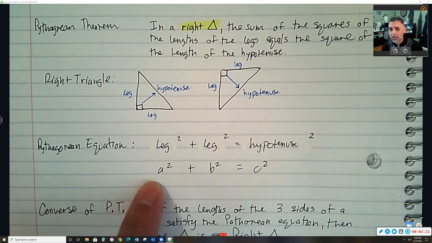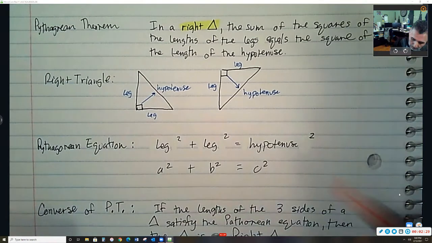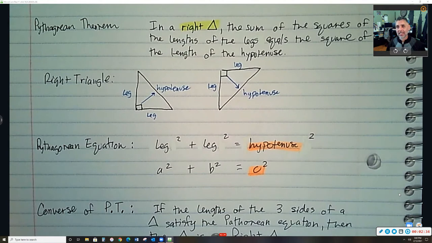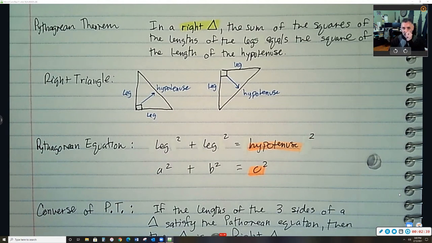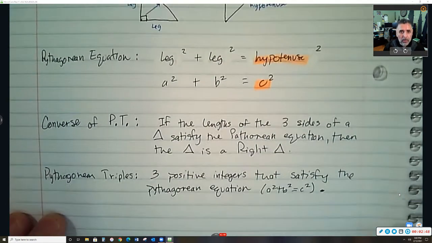Maybe you haven't heard that, but I know you've heard this: a squared plus b squared equals c squared. But you have to remember, the hypotenuse is always the c. In the equation, the hypotenuse is always the c. The legs are interchangeable, a and b. So then let's move on.